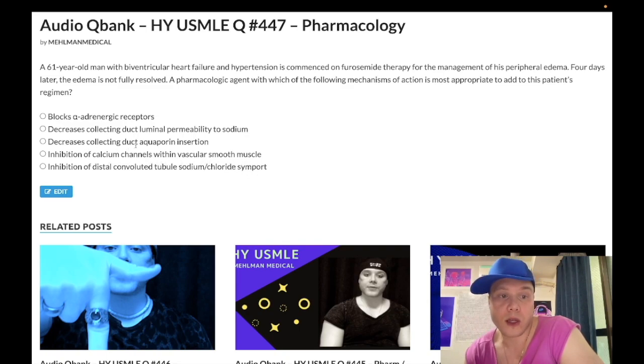Choice C, decreases collecting duct aquaporin insertion. This could be vasopressin receptor antagonists. Okay, so conivaptan, tolvaptan. Low yield drugs, okay, but you need to know aquaporin insertion via ADH, okay, not aldosterone. Choice A blocks the alpha adrenergic receptors. I mean, obviously tamsulosin, terazosin for alpha 1 blockade for BPH, or just prazosin peripherally, phenoxybenzamine, irreversible for pheochromocytoma. Okay, those are all alpha 1 blockers used for hypertension. That's pretty much it.